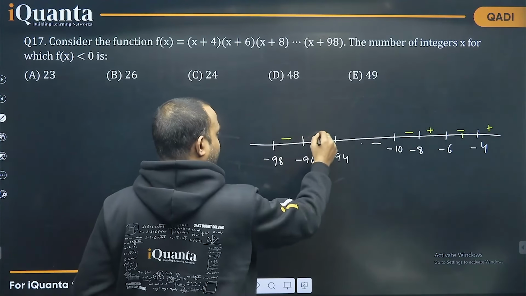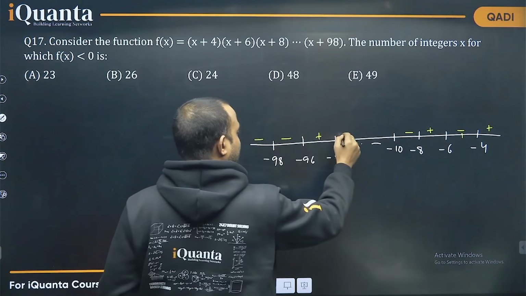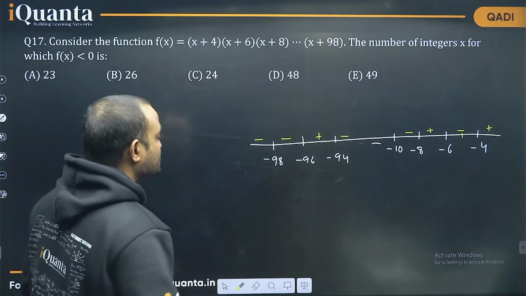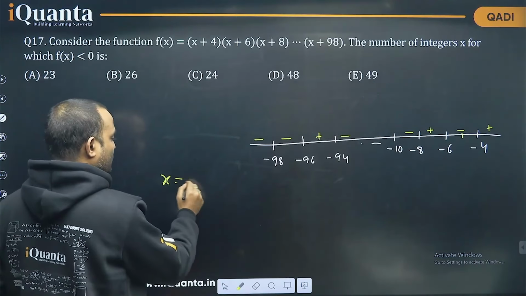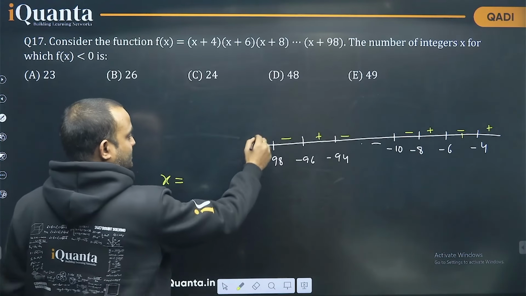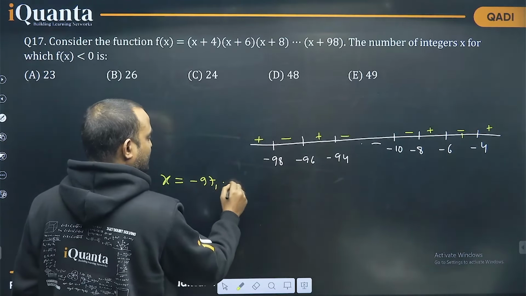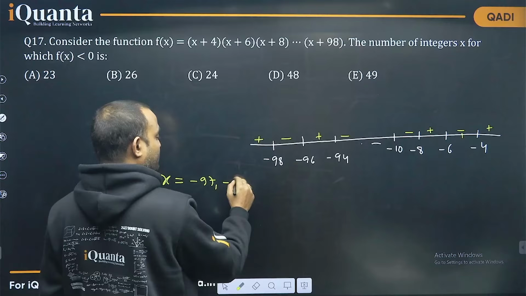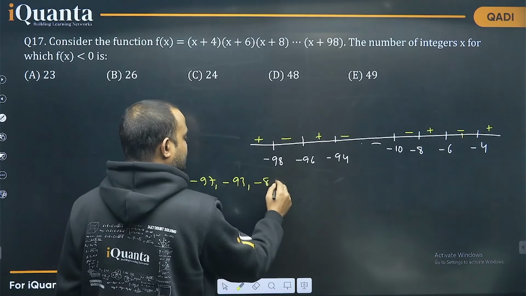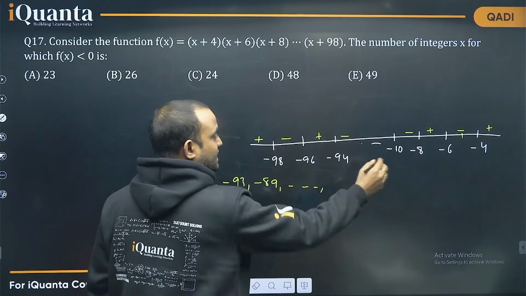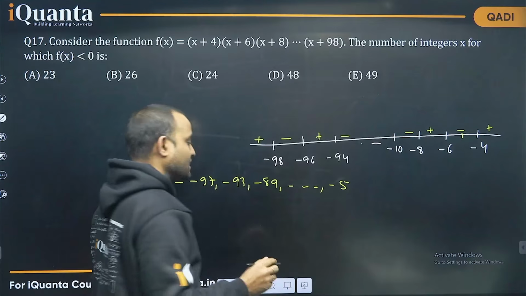So this will be negative. Here it will be positive, negative, then negative like this. So x should be equal to, sorry, this will be positive. Between this, which is minus 97, then there will be a gap of 4, so minus 93, minus 89 and so on till minus 5. There will be a gap of 4.